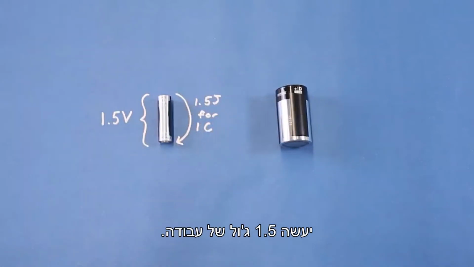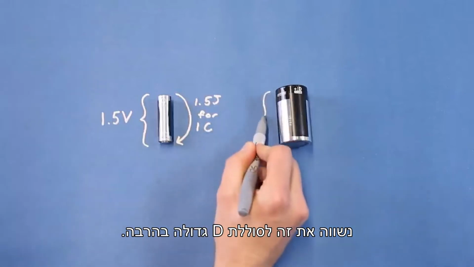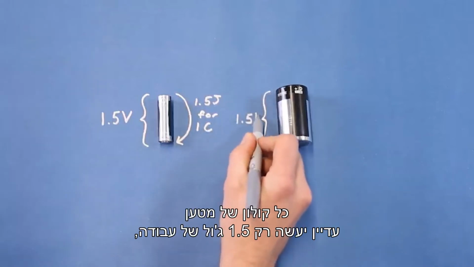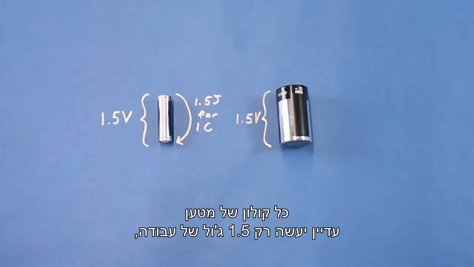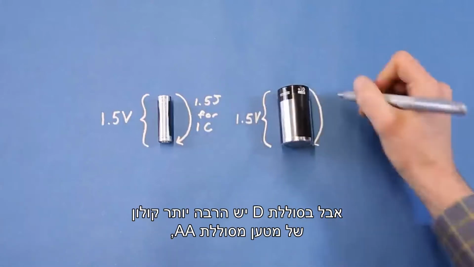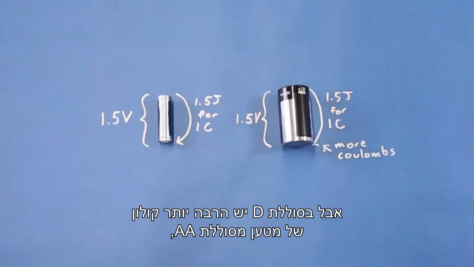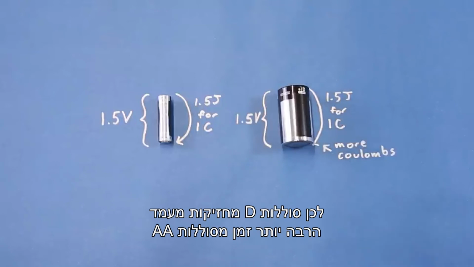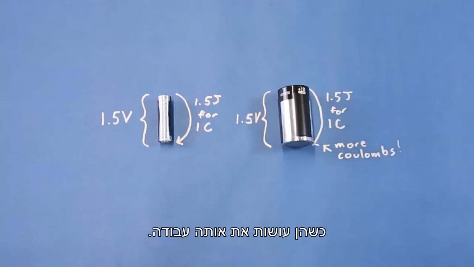1.5 joules of work. Now, compare that to a much larger D-cell battery. Each coulomb of charge will still only do 1.5 joules of work, but a D cell has far more coulombs of charge than a AA. As a result, D cells will last a lot longer than AA batteries, doing the same amount of work.